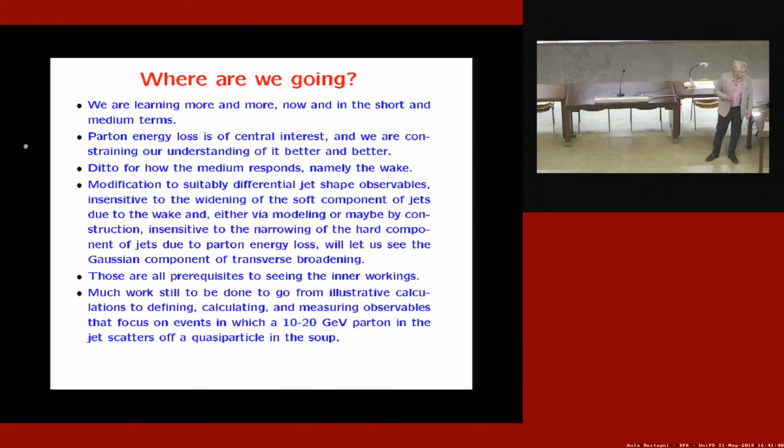All of this are prerequisites to studying the inner workings of QGP. There's a lot of work still to be done to go from Francesco's illustrative calculations toward defining, calculating, and ultimately measuring observables that focus on events in which, let's say, a 20 GeV parton in a jet scatters by 20 degrees.